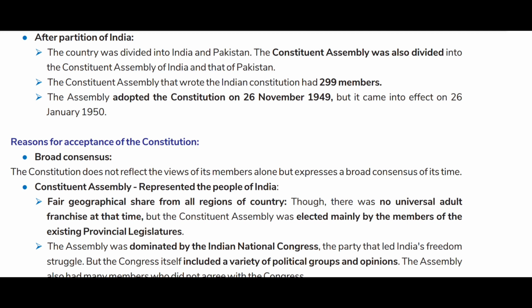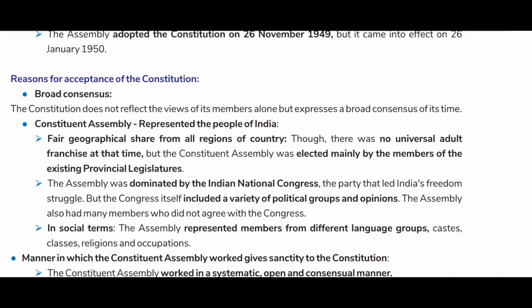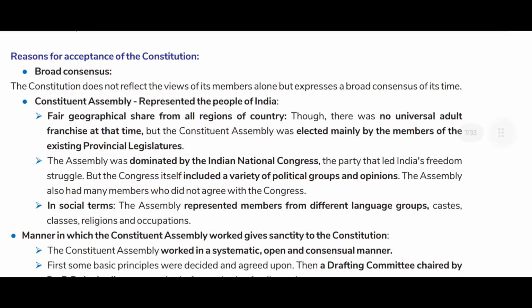The Assembly adopted the Constitution on 26 November 1949, but it came into effect on 26 January 1950. Reasons for acceptance of the Constitution. Broad consensus. The Constitution does not reflect the views of its members alone, but expresses a broad consensus of the time.